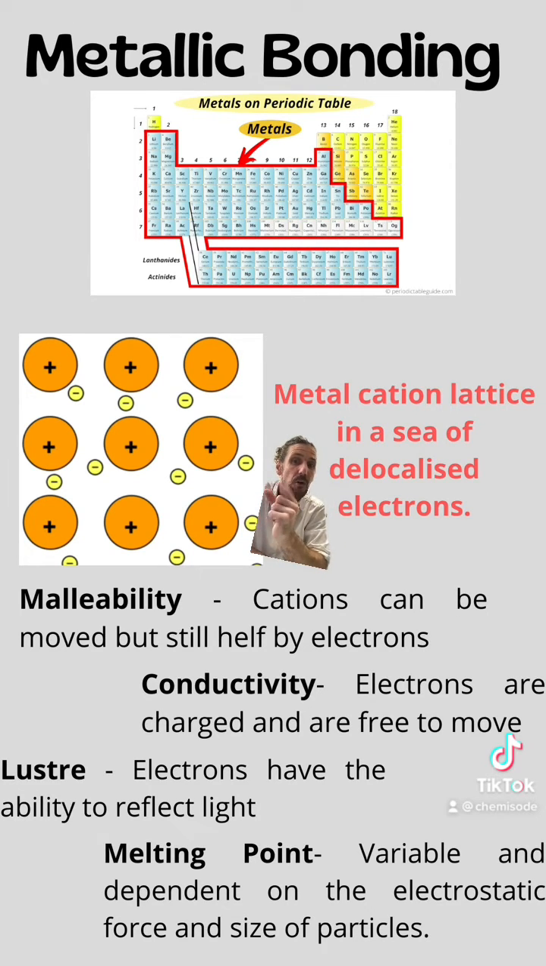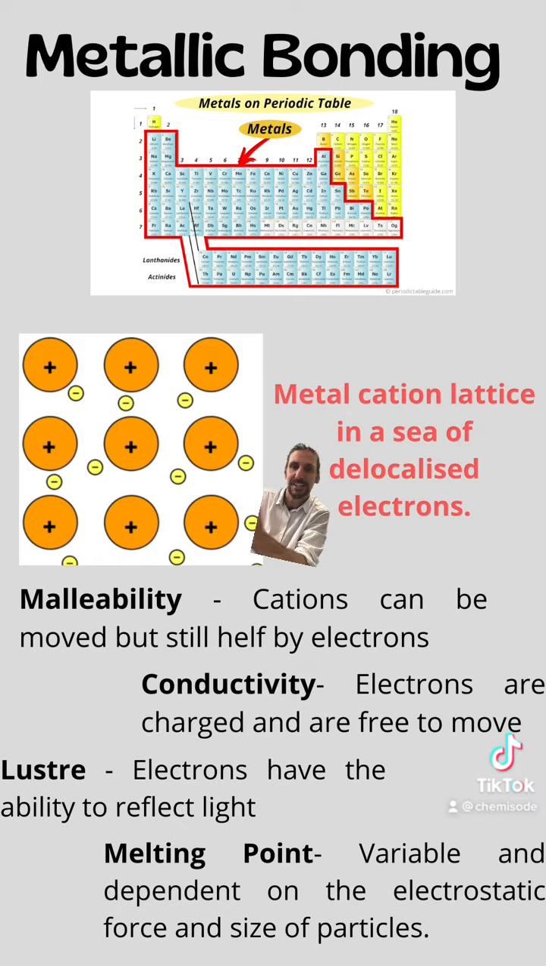There is a force holding it together, otherwise our metal would just melt in our hands, but that force is relatively weak, and it's an electrostatic force between the positive cation and the delocalized electron. Electrostatic means a force between positive and negative. So therefore there's a force holding these metals together, and that's the electrostatic force between our positive cation and our negative delocalized electron.